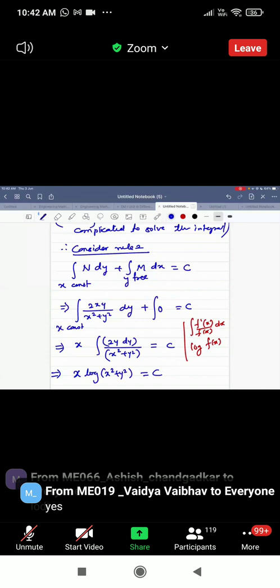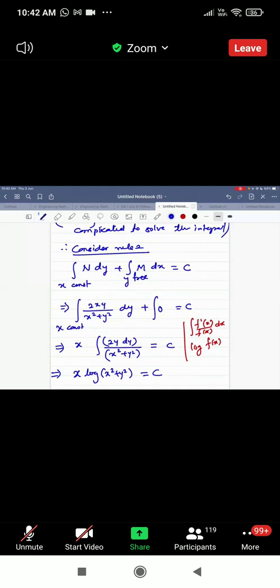So this way, the solution becomes very easy, isn't it? So here we applied rule number 2.